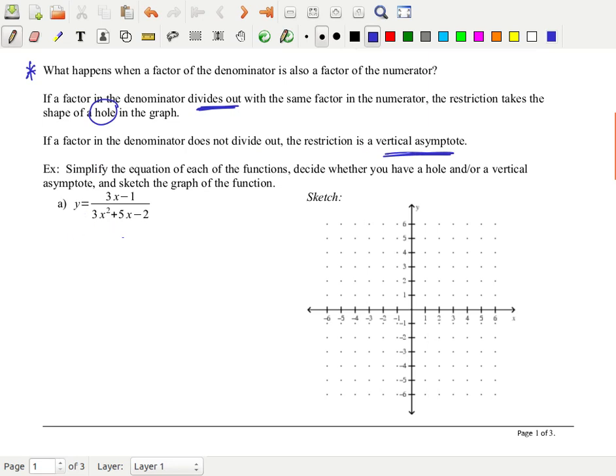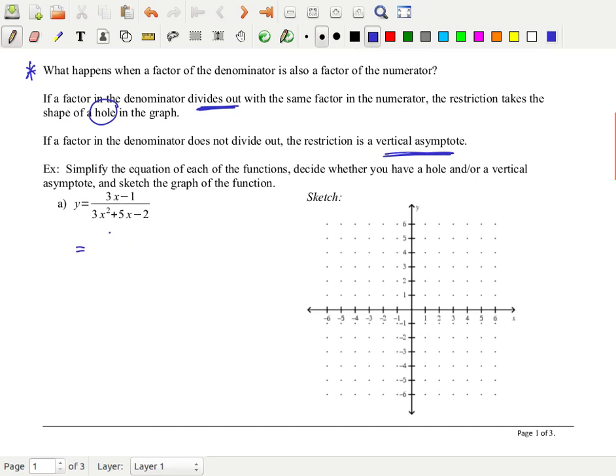So let's take a look at this one. It says to simplify the equation of each function and decide whether or not you have a hole or a vertical asymptote or both, and then sketch the graph of the function. So this first one, the first thing you're always going to look for are common factors. So you're going to need to put this into a factored form to be able to do anything meaningful with it. A factored form is going to let you simplify it by dividing out terms. A factored form is going to let you identify the values of any asymptotes. So factored form is the way you want to go here.